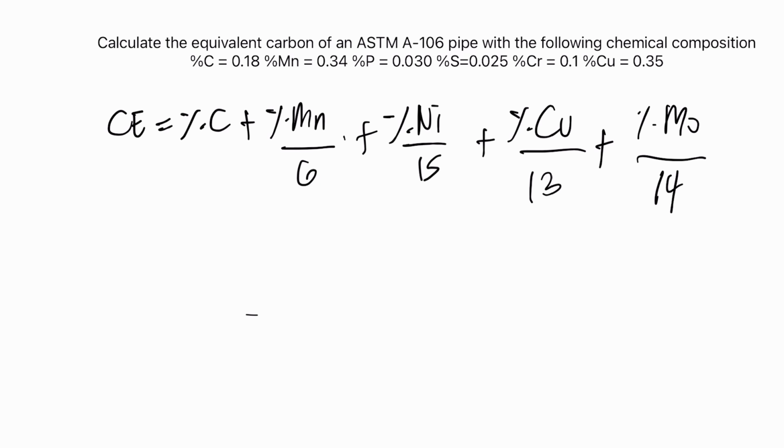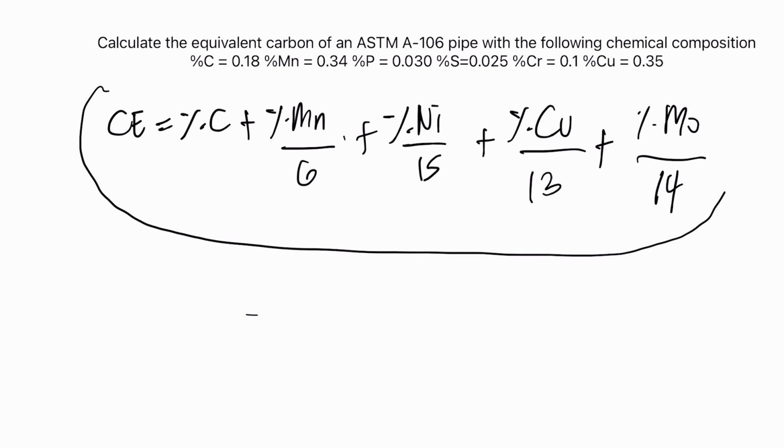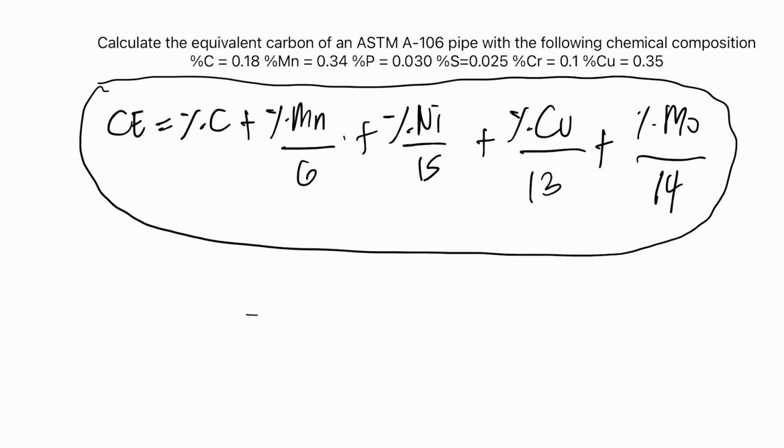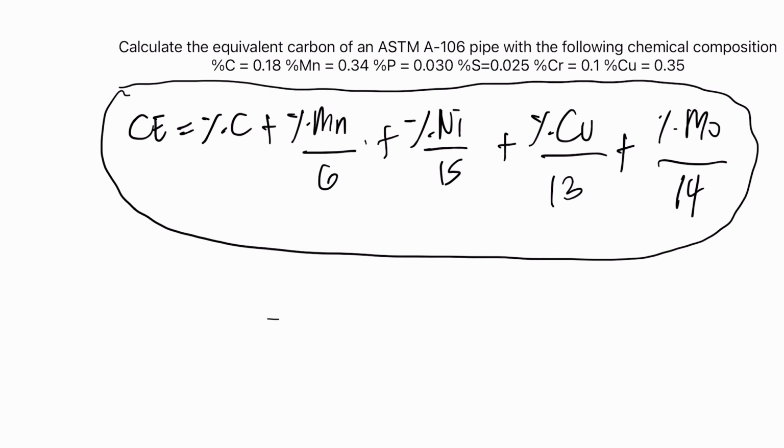So to determine the equivalent carbon, we have this formula right here. The equivalent carbon is equal to the percentage carbon plus percentage manganese over 6 plus percentage nickel over 15 plus percentage copper over 13 plus percentage molybdenum over 14. We'll just substitute the values that we've got here in percentage. It automatically gives us percentage values, so we just directly substitute this into the equation.